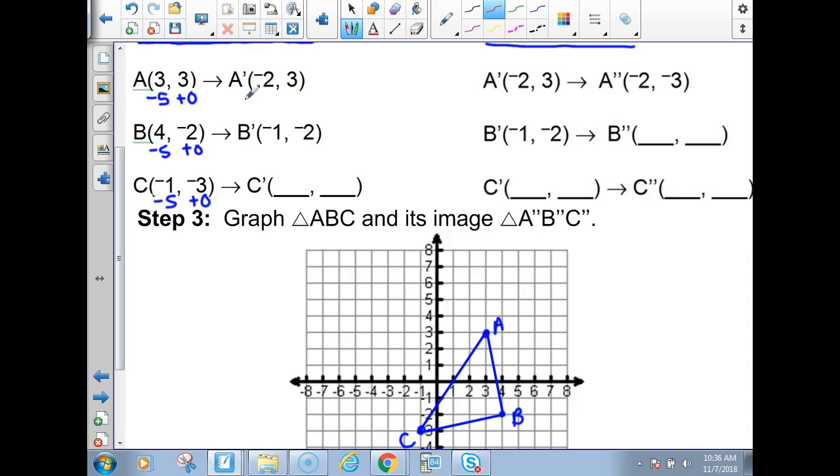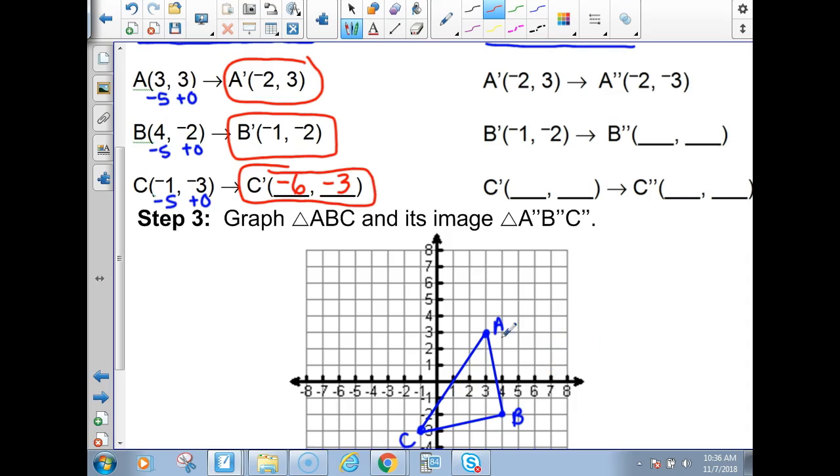Okay, so to get the new points, what they did was 3 minus 5 and got -2. 3 plus 0 was 3. That's moving the vector left 5, the left 5 vector and not up or down. It was (-5, 0). So then they did 4 minus 5 and got -1. -2 plus 0 is -2. We've got to fill in C prime. -1 minus 5 is -6. -3 plus 0 is -3. So these are the points I'm going to plot now for the first transformation.